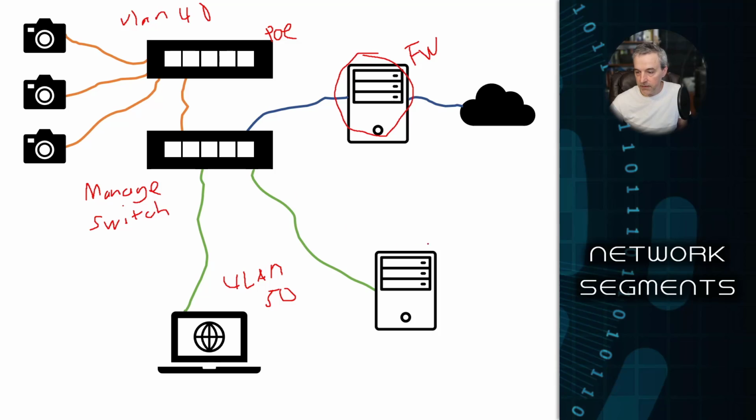Now for the NVR right here to connect back to the camera, what it has to do is go back to the managed switch, back to my firewall. Then my firewall does a loopback and puts the traffic onto the other VLAN, off of VLAN 50 back onto VLAN 40, and then it comes back up to connect to one of my cameras. So it's basically going back here, back up to the firewall, back down to the switch, up to my PoE switch, and then to the camera. And then it follows that same trajectory back down for the return traffic.